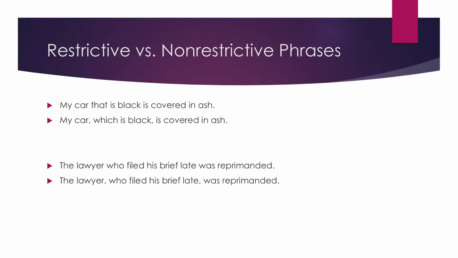The lawyer who filed his brief late was reprimanded. So the intent of this sentence, without commas, is to indicate that the lawyer who filed his brief late is the one who was reprimanded, as opposed to other lawyers who hadn't filed their briefs late. In the second sentence, the core content is that the lawyer was reprimanded. The author or the writer just wants you to know that lawyer had also filed his brief late. Because it's non-restrictive information, it's set off by commas.